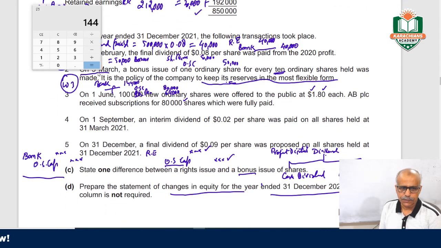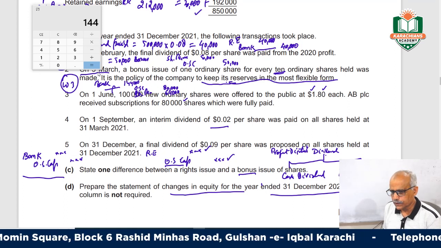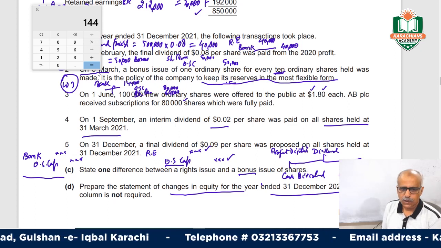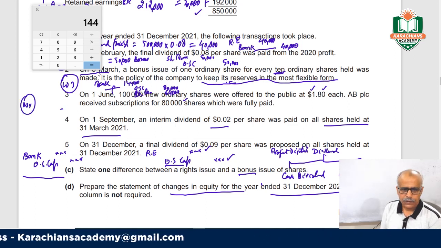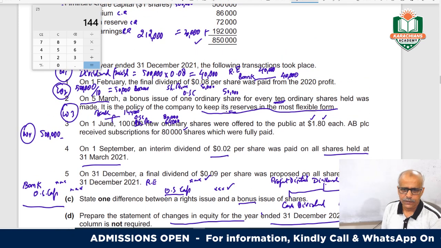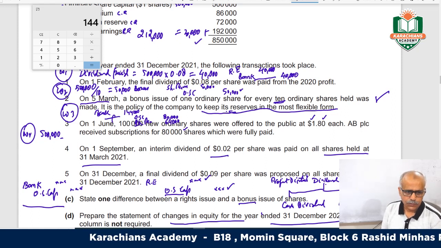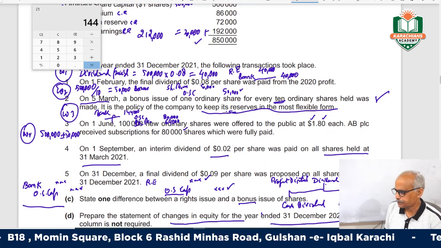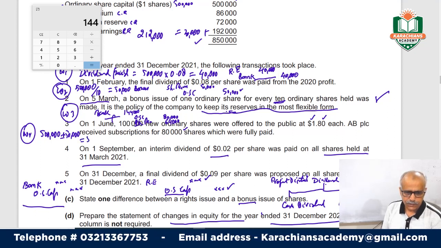Now on 1st September, an interim dividend of 0.02 per share was paid on all shares held. This is an important point: shares held at 31st of March. How many shares they hold at 31st of March? We can say this is our working number 4. So we had 500,000 shares opening, and then on 5th of March we issued 50,000 more shares, right? So 500,000 plus 50,000 more shares, so you got 550,000.